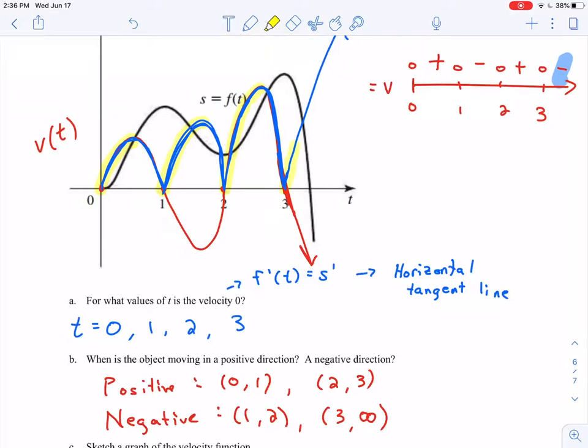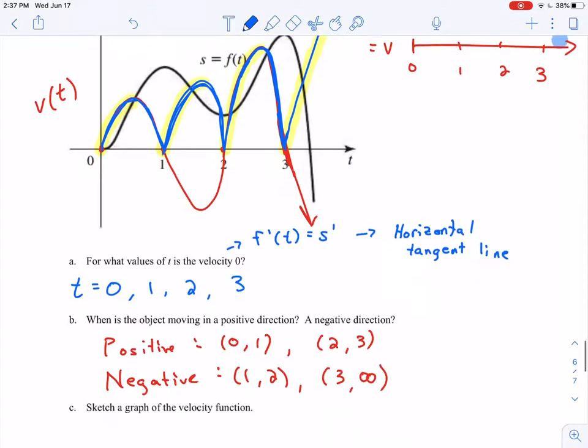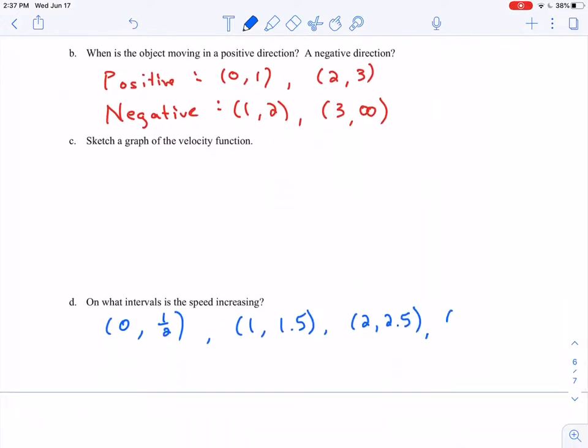And then after 3, what's going on there? Well, looks like our speed graph is always increasing. It's always going away from 0. So I would say then from 3 to infinity, our speed is increasing. So from 0 to 1/2, 1 to 1.5, 2 to 2.5, and 3 to positive infinity, our speed will always be increasing.